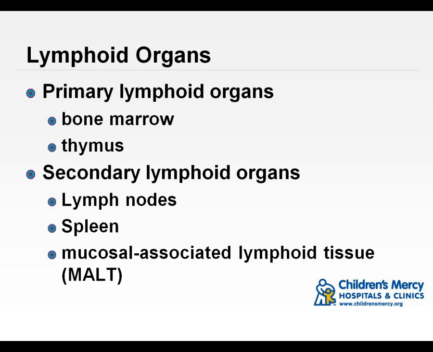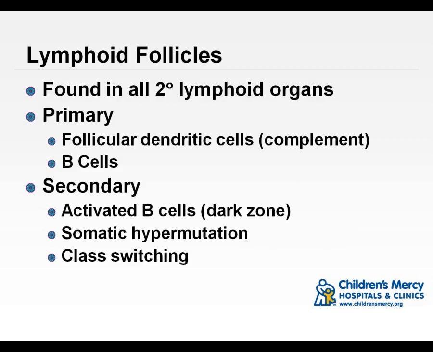And then there are secondary lymphoid organs, which are all the lymph nodes, the spleen, and a lot of other lymph node-like tissue, like MALT, mucosal-associated lymphoid tissue, that's specialized at sites of infection, sites of different organs. So lymphoid follicles are something that are found in all secondary lymphoid organs. And lymphoid follicles are where B cells are.